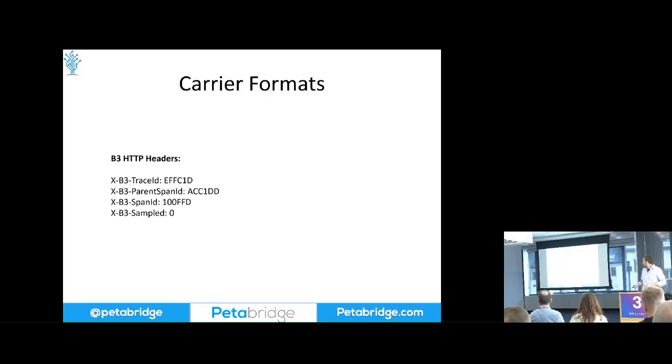So for instance, these are what the current B3 headers look like. B3 is the format that Zipkin uses for representing this data internally. Any tool could technically use it, but this is just what Zipkin standardized on. So these are the HTTP headers you would see if you were sitting in the middle of one of Twitter's data centers, potentially, and intercepted one of their requests between microservices. You might see these headers appear in one of them.